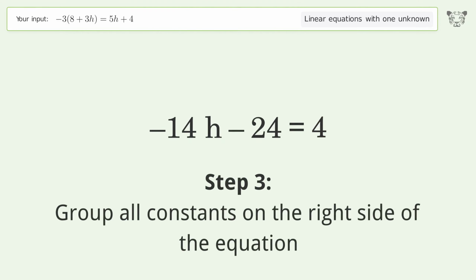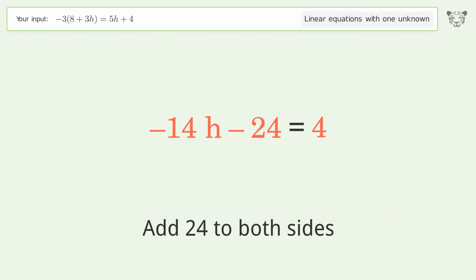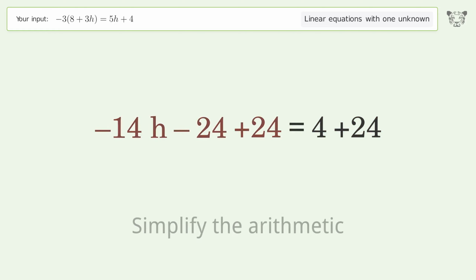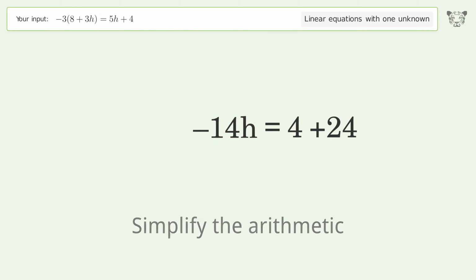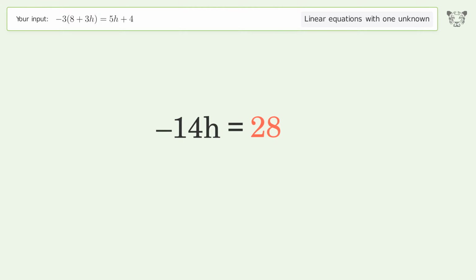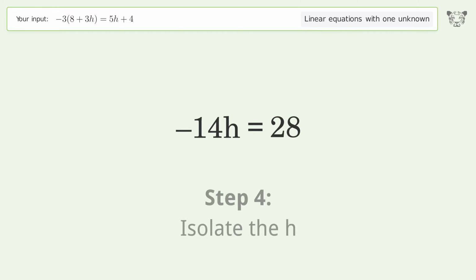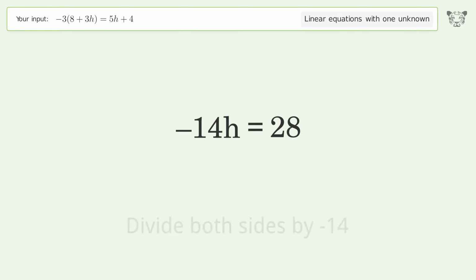Group all constants on the right side of the equation. Add 24 to both sides. Simplify the arithmetic. Isolate the h. Divide both sides by -14.